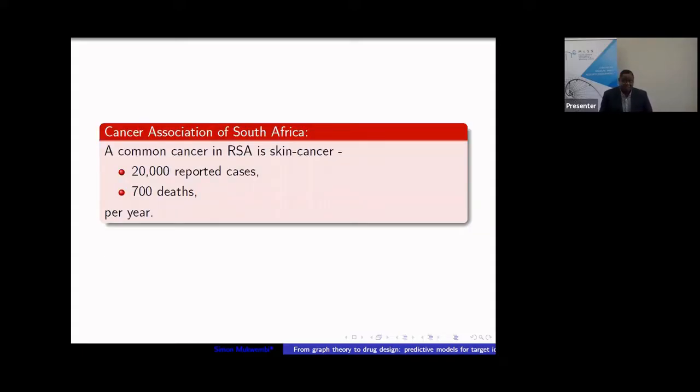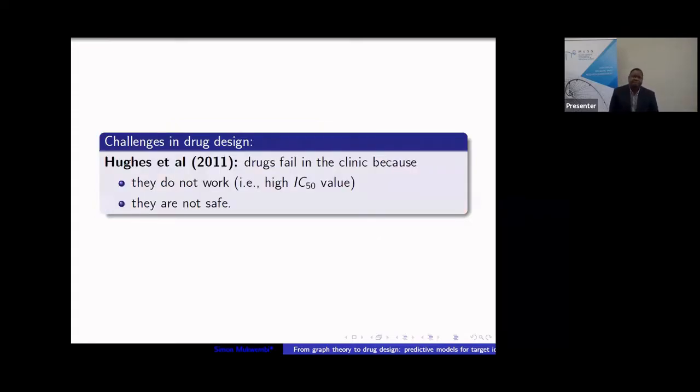The Cancer Association of South Africa mentioned recently that a common cancer in South Africa is skin cancer, which we will learn more about in the coming few minutes. They reported that every year we have about 20,000 cases and about 700 deaths resulting from that skin cancer. Then we ask, how can those challenges be addressed?